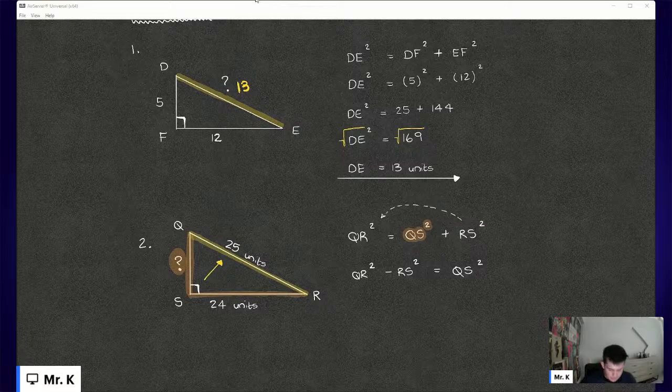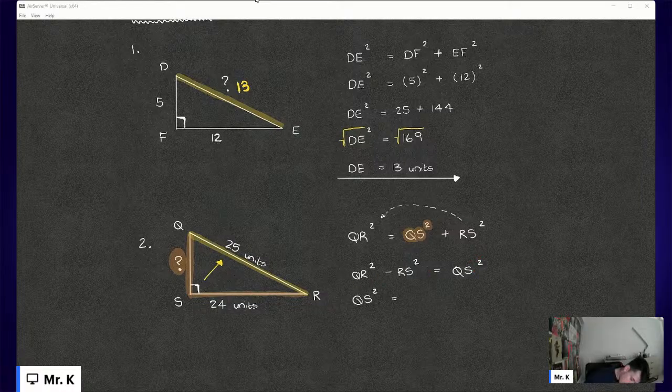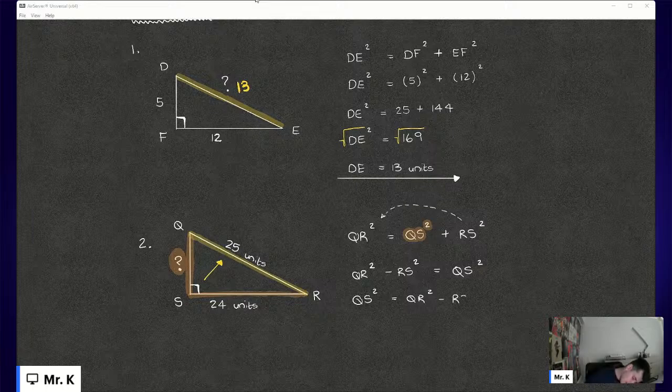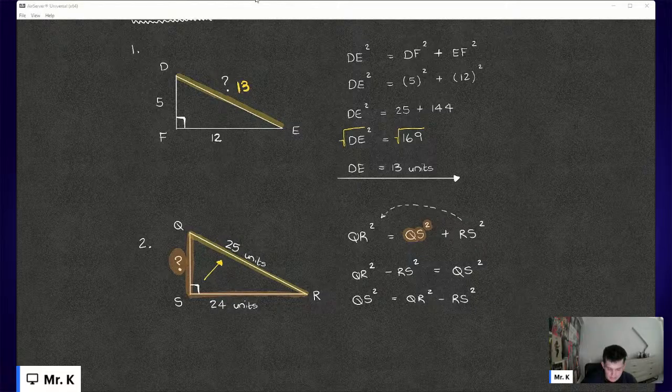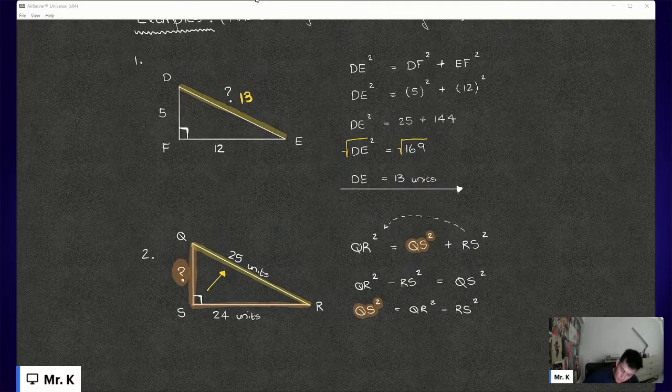Now, in this sort of situation in an equation, you're allowed to switch the two sides around, so we can rewrite it as QS squared, right? We move the right-hand side to the left, and we keep whatever was on the left-hand side in exactly the same order, but on the right-hand side. Okay. So now we know how we are going to solve for this missing side QS. We have adjusted our formula, right, accordingly.